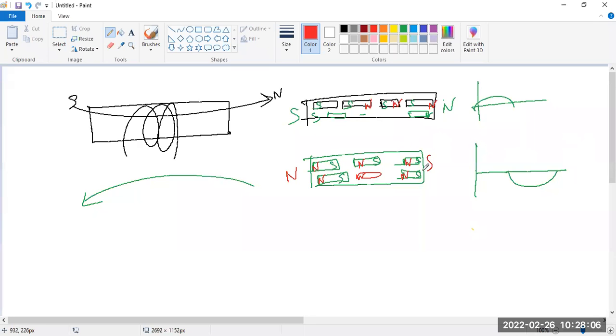But this is theoretical. In practice, all material cannot be changed at a time as per this. It requires some time.